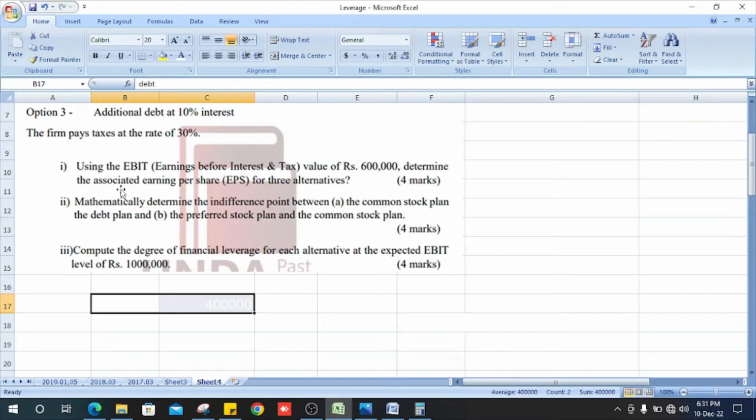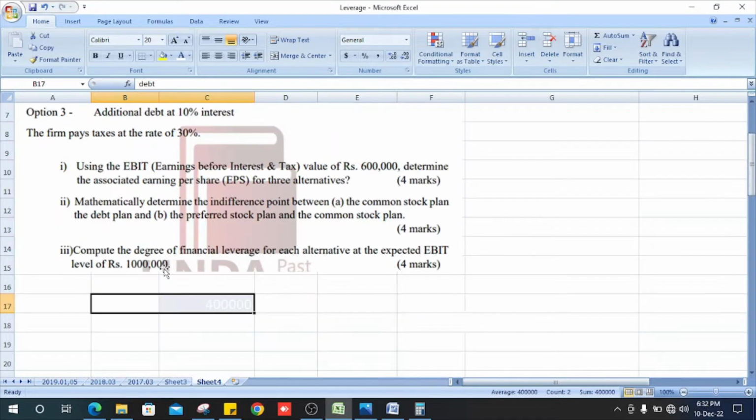First one, they ask, using the EBIT, earnings before interest and tax, value of 600,000 rupees, determine the associated earnings per share for the three alternatives. Second one, mathematically determine the indifference point between the common stock plan, the debt plan, and the preferred stock plan. Third one, compute the degree of financial leverage for each alternative at the expected EBIT level of 1000.